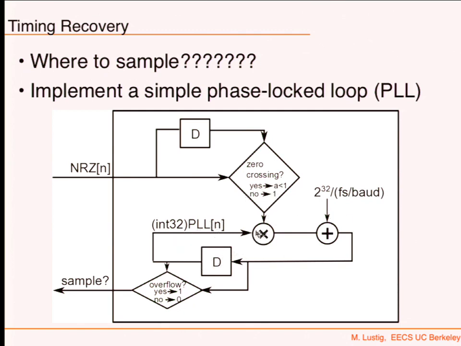If this part doesn't exist, this counter is just going to add 2 to the power of 32 divided by Fs over baud, which is basically the number of samples per symbol. So every time it's just going to advance by a certain rate. When it overflows, that means it's time to sample. So every 40 samples, it is going to overflow and go from being positive to negative. And so whenever this is overflowing, you know that this is the time that you need to sample.